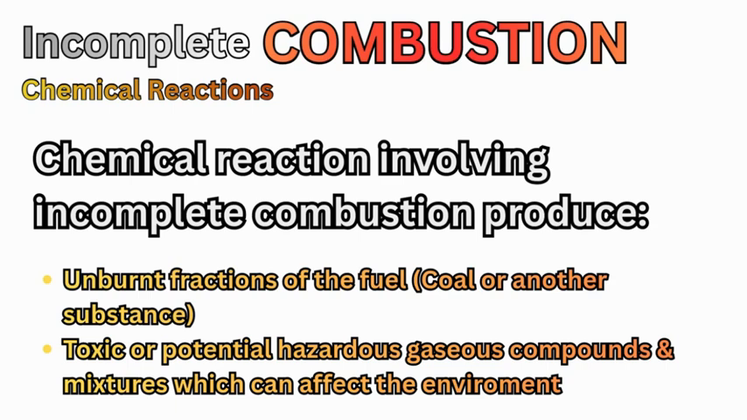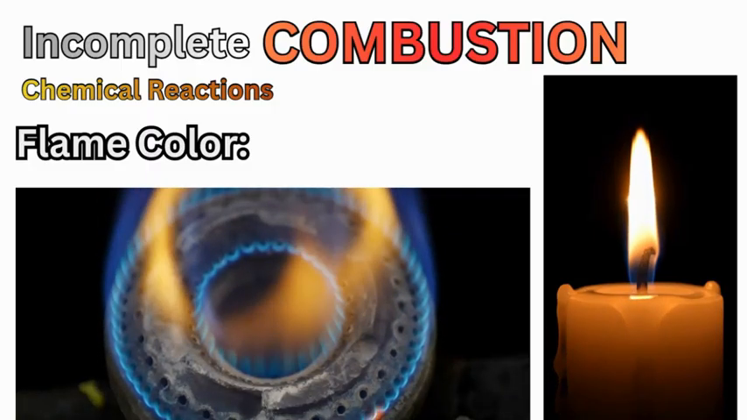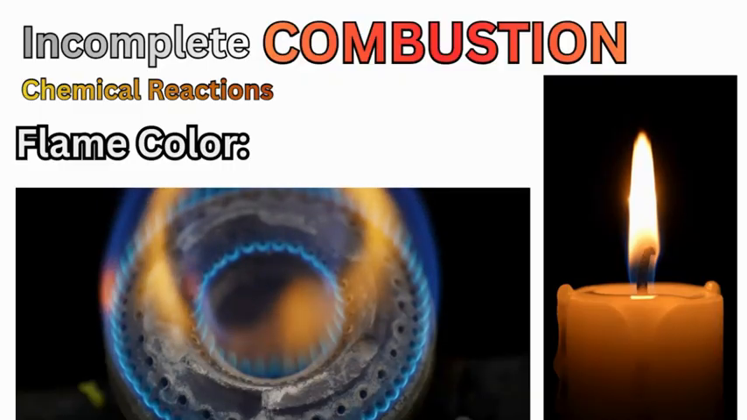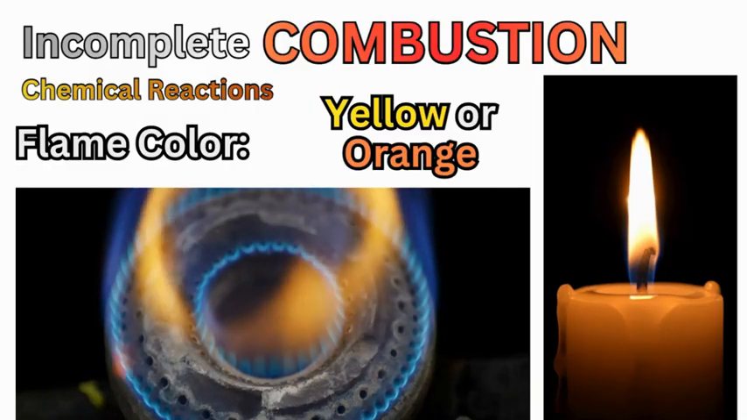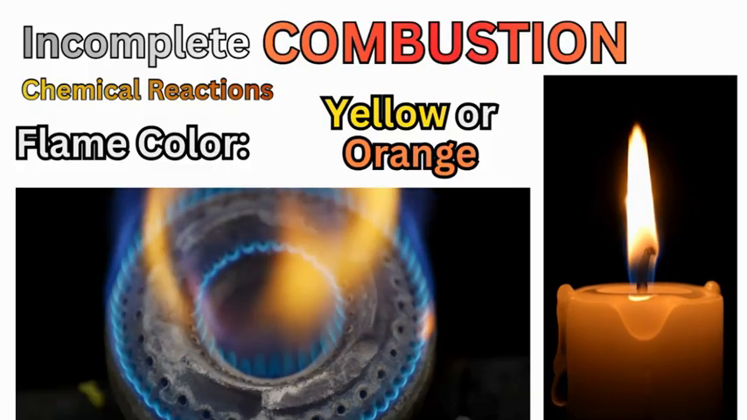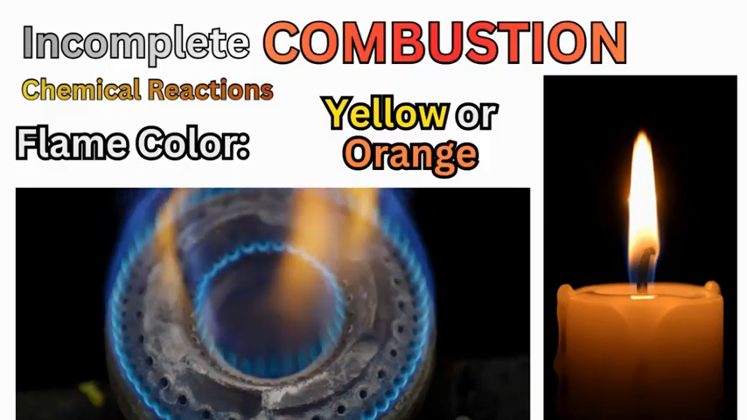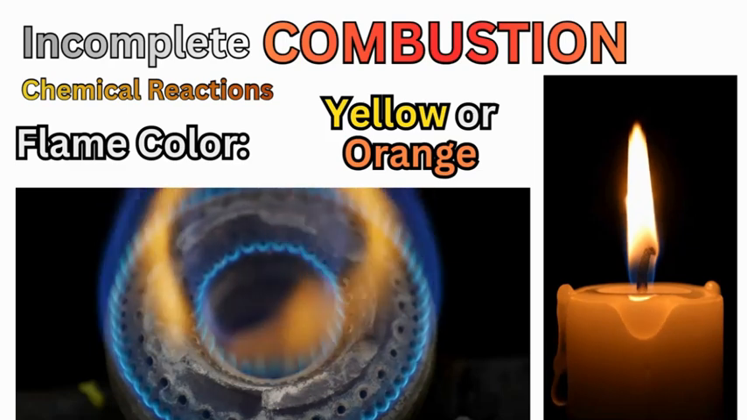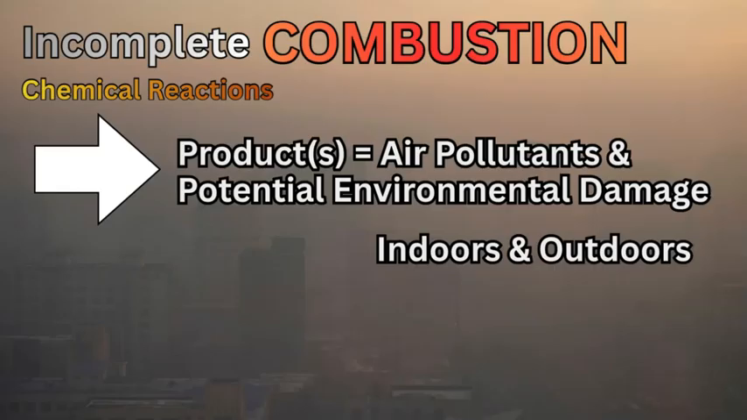In many cases, the color of the flame caused by the combustion can indicate whether the combustion is complete or incomplete. Generally, the more yellow or orange the flame, the more it indicates an incomplete combustion environment, whereby the fuel is not adequately reacting with the oxygen to form the CO2 or H2O or even SO3 or NO2 molecules. So as a result of incomplete combustion, you have various environmentally hazardous products produced both outdoors and indoors wherever the combustion is occurring.